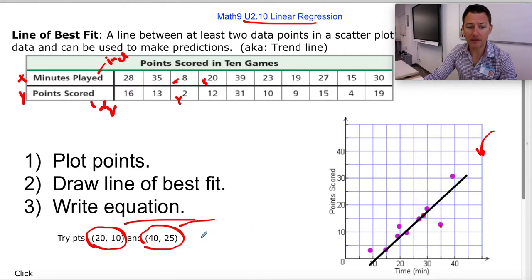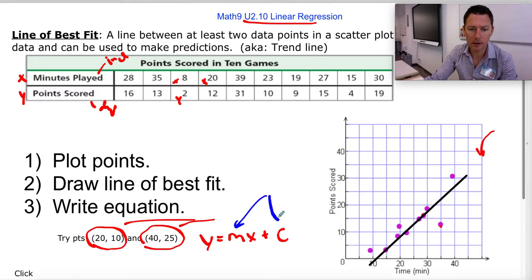Okay, so take these and make an equation that says y equals some slope x plus some intercept. You're going to have to find this and this. I'll show you how to do that in a second, but pause me and try to do it yourself. Go.